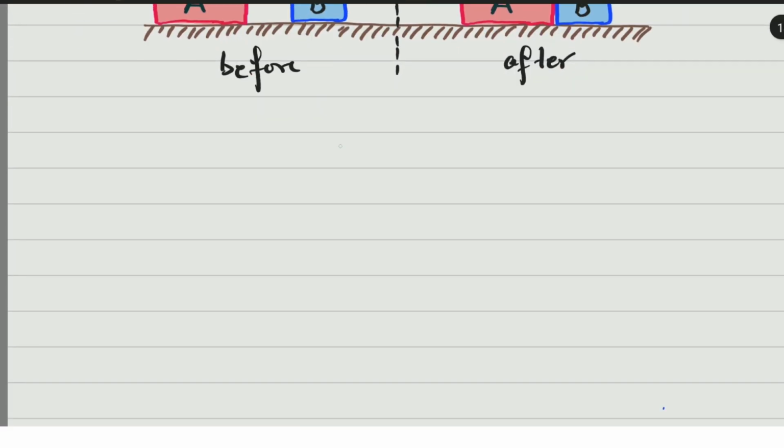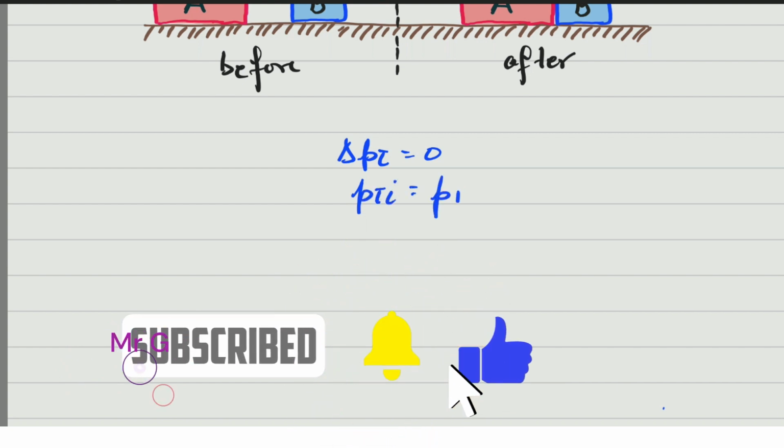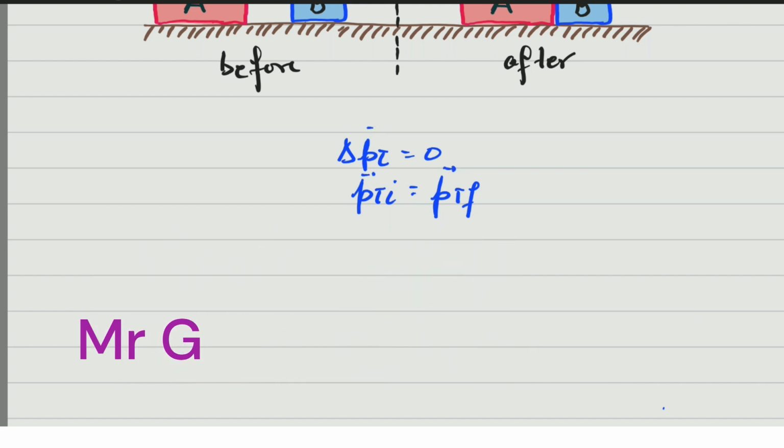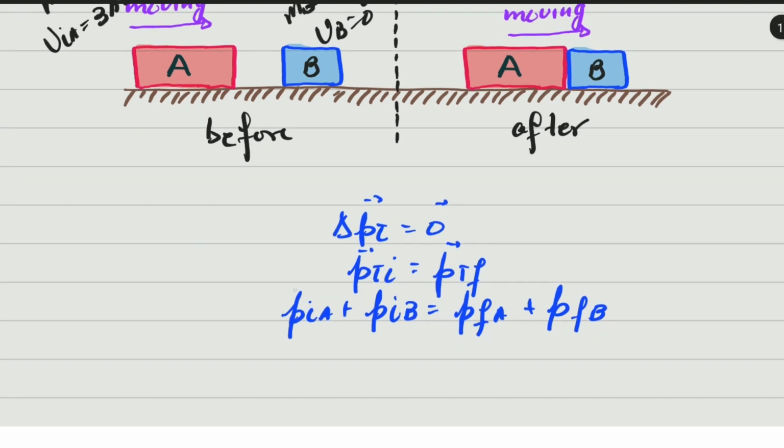So let's start answering. Because it is a closed system, we know that the total change in momentum is going to be equal to 0, and that means that the total initial momentum is equal to the total final momentum. Let's write the vector symbol there. We have two blocks, so the total initial momentum will be the initial momentum of block A plus the initial momentum of block B, and this is equal to the final momentum of block A plus the final momentum of block B. Okay, and the vector symbol, let's add them.